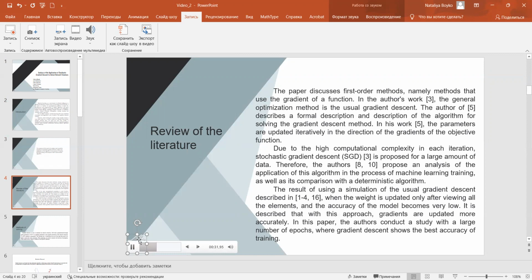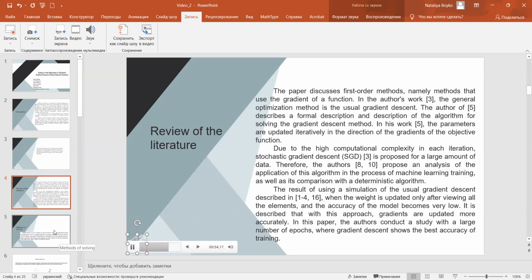Due to the high computational complexity in each iteration, stochastic gradient descent (SGD 3) is proposed for a large amount of data. Therefore, the authors 8-10 propose an analysis of the application of this algorithm in the process of machine learning training, as well as its comparison with a deterministic algorithm.